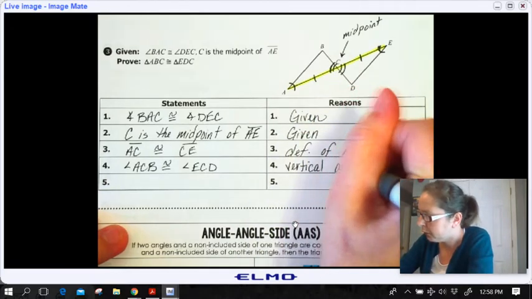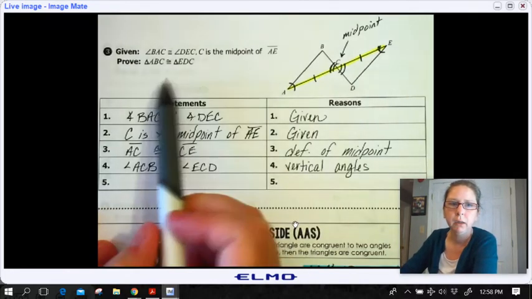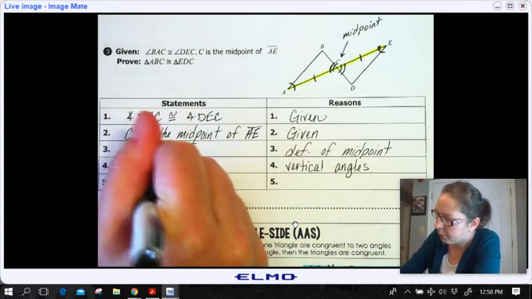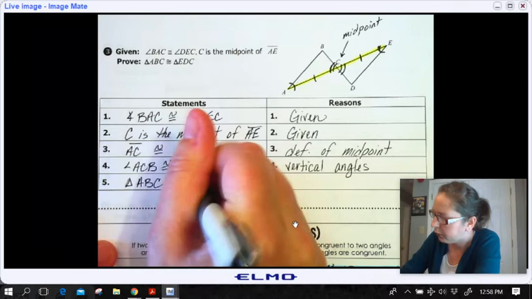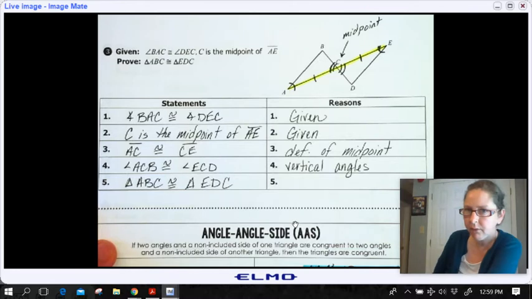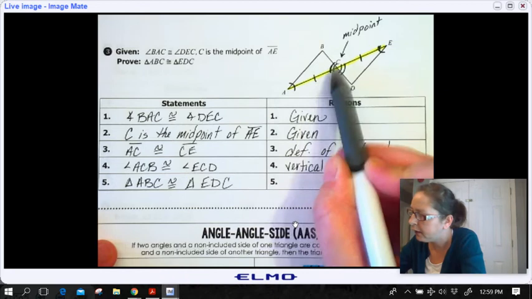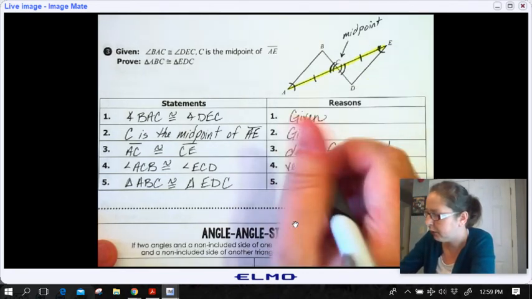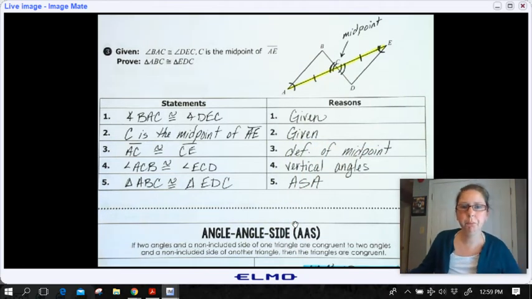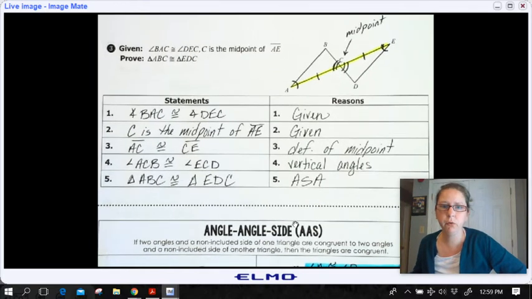Okay, vertical angles. And so the very last statement in a proof is what it is that you're trying to prove. So triangle ABC is congruent to triangle EDC. And how do I know this? I have an angle, an included side, and another angle in both of these triangles. So I have angle, side, angle. Excellent job.